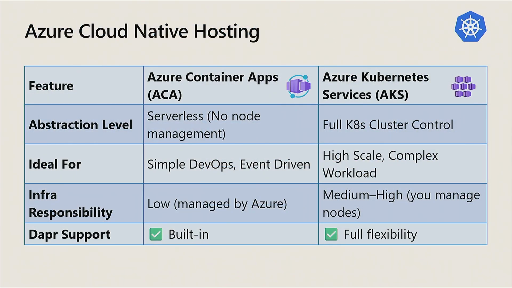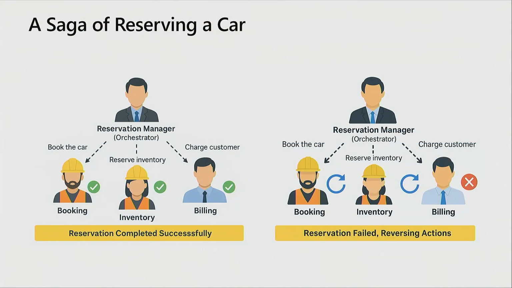And of course, we need to host the application, and locally we can use Docker Compose, for example, for simplicity. But when we move to Azure, we can host the application in Azure Container Apps if the workload is small and simple, or we can go with full-blown Kubernetes with AKS. And both platforms support Dapr out of the box.